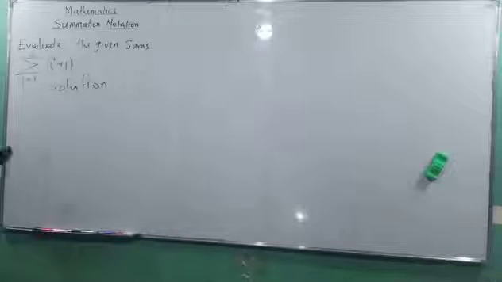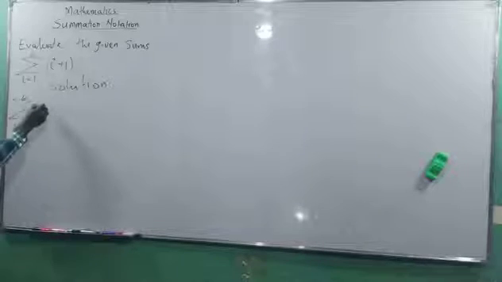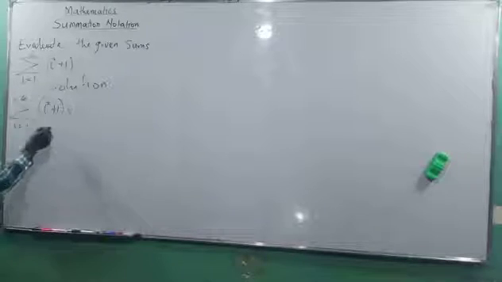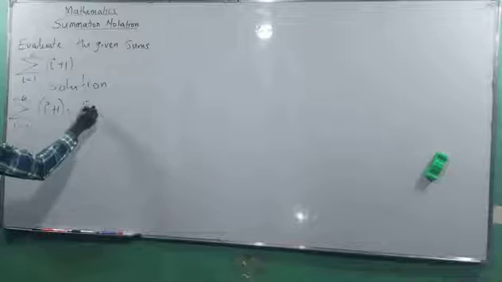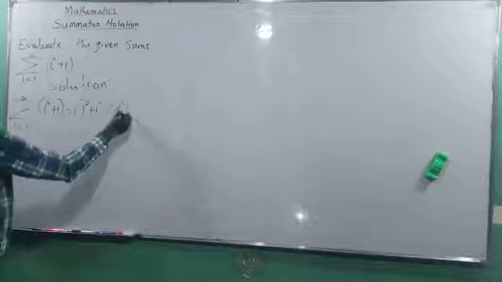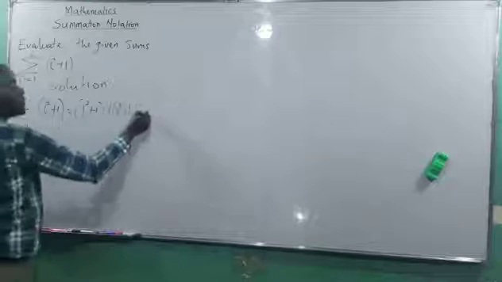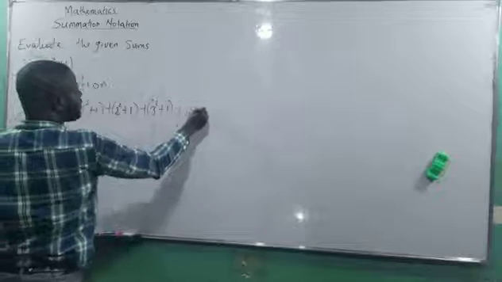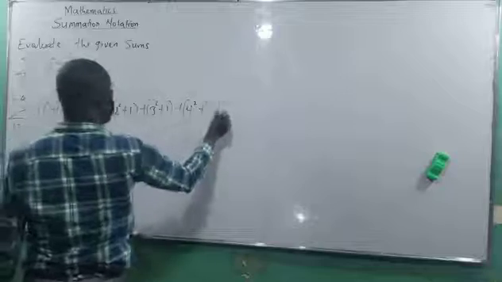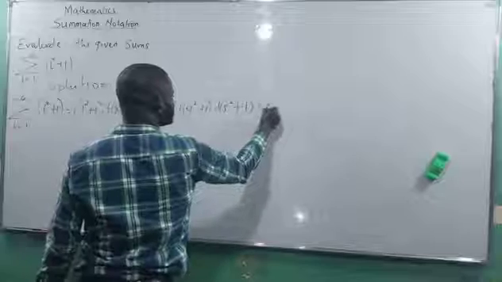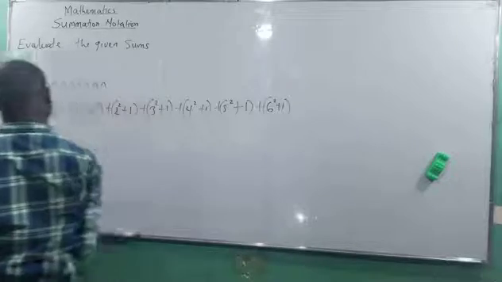What you just need to do: the summation from 1 to 6 of i squared plus 1 will be equal to 1 squared plus 1, plus 2 squared plus 1, plus 3 squared plus 1, plus 4 squared plus 1, plus 5 squared plus 1, plus 6 squared plus 1. Can you see how it is being done?